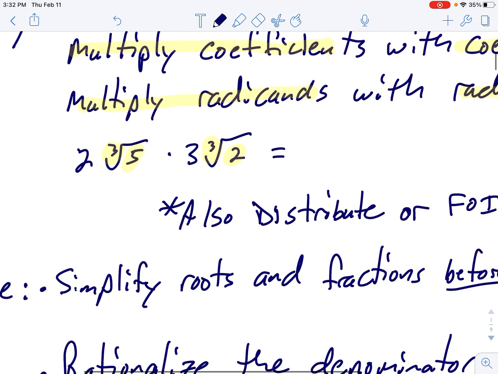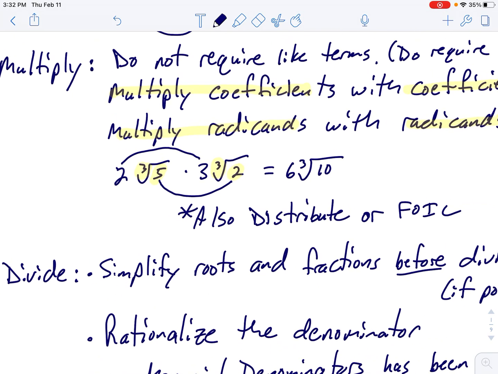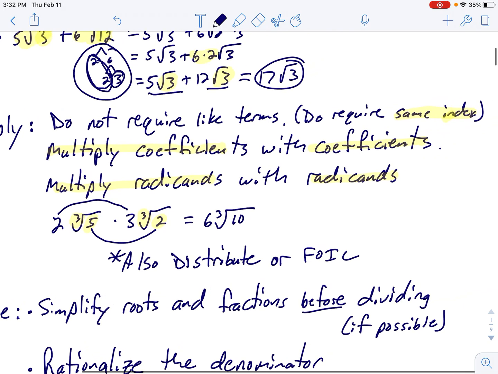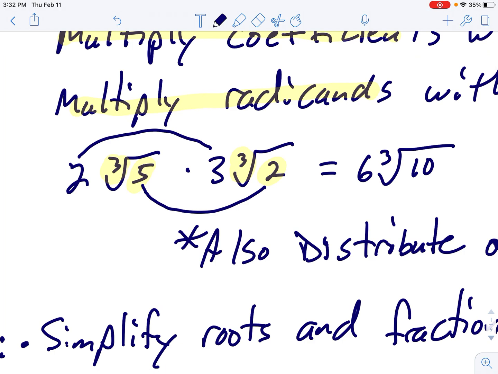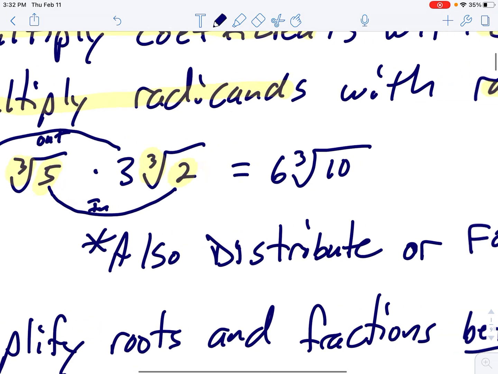So here's how you do this. Multiply the coefficient by the coefficient. That's going to be 6. Bring over the cube root symbol, and then do the radicand 5 times the radicand 2. 5 times 2 is 10. Or if you don't want to use the big technical terms, coefficients and radicands, I think of it this way in my head. It's the outside numbers times the outside numbers and the inside numbers times the inside numbers. I'll just use out and in because I'm too lazy to write outside and inside. Outside number times outside number times inside number.